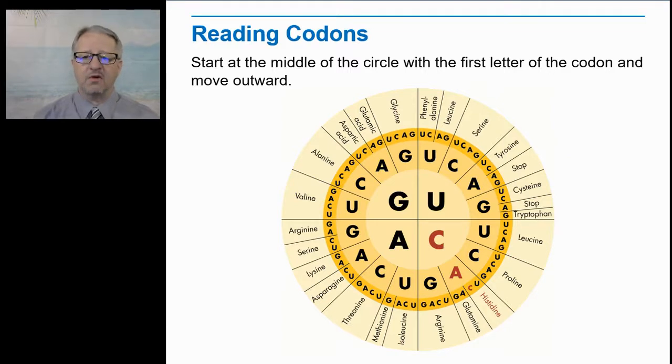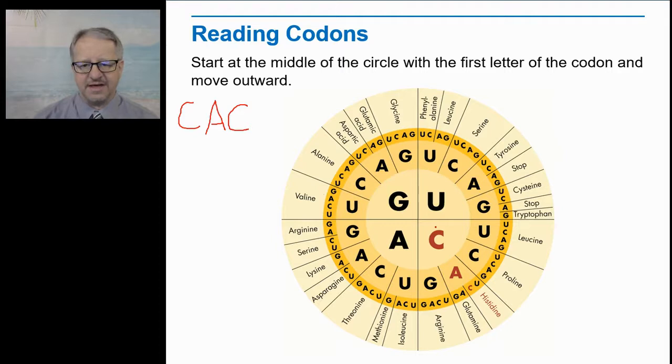All right, so we're going to read and decode a couple of codons. We're going to use a codon of C, A, C. That's going to be our codon. Now, how do we find the amino acid that is translated by CAC?